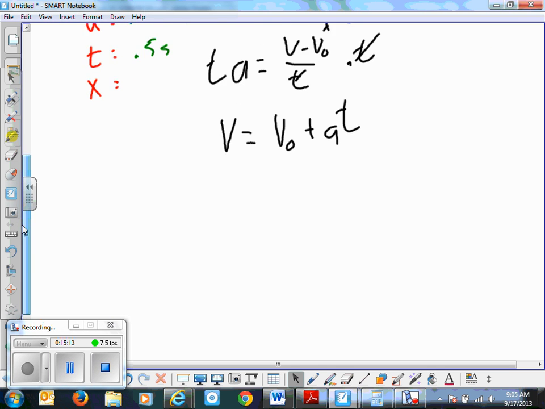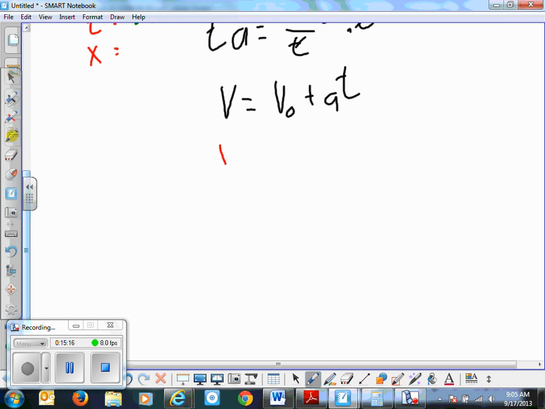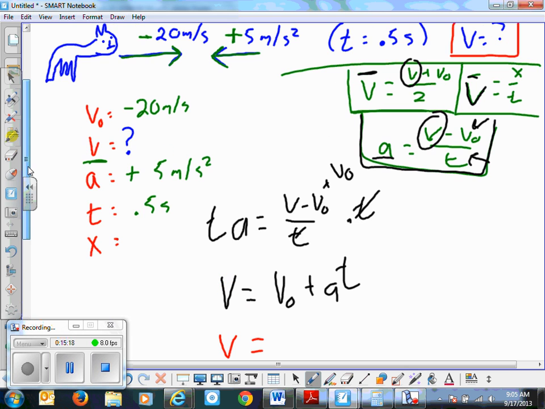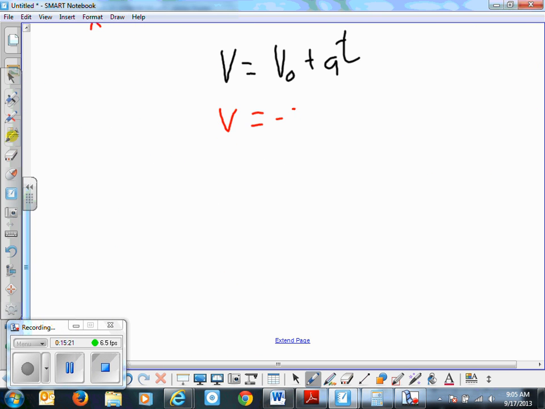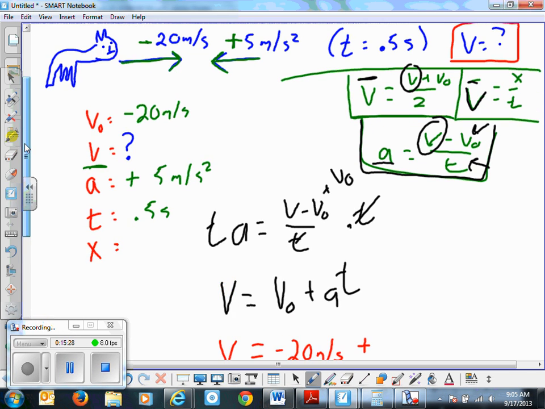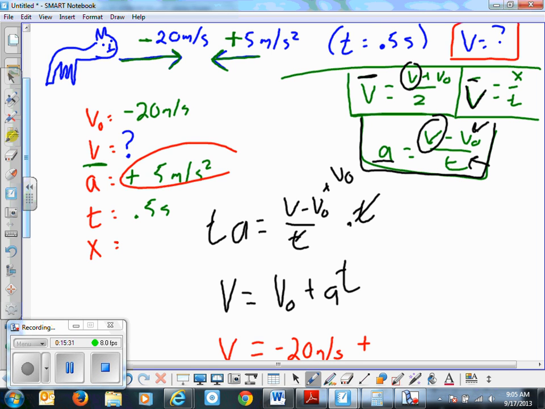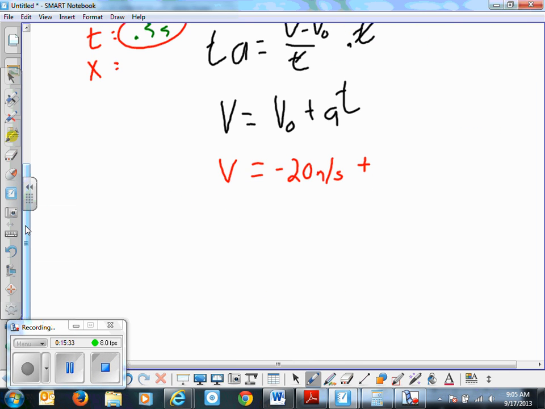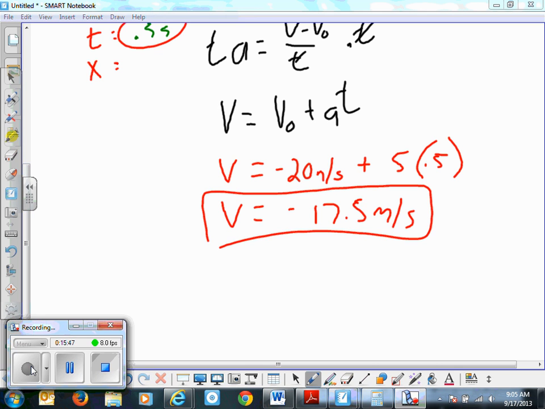Okay, so now that we have that, you can just plug and chug. Our initial velocity was negative 20 meters per second plus our acceleration times time, which is 5 times 0.5. Our final velocity then is negative 17.5 meters per second. If I did my math right, please check that. So it looks like we did the math correctly.